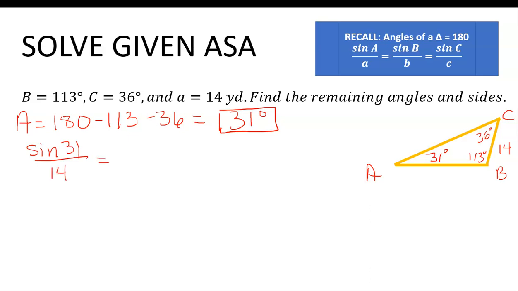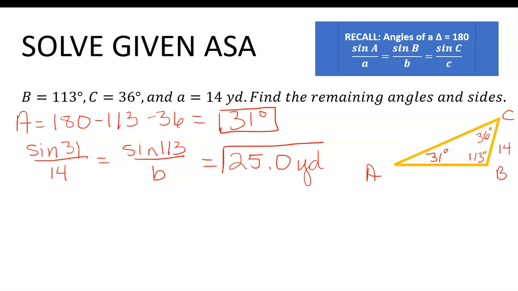We'll do B first, I guess. So sine of 113 over B, and you'll throw that all in the calculator. Sine of 113 times 14 divided by sine of 31, and you will get that that is 25.0. And this one is yards. This is the measurement of lowercase b.